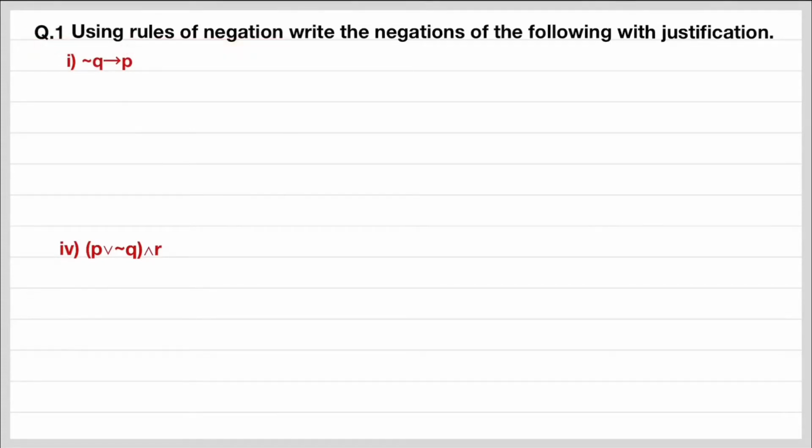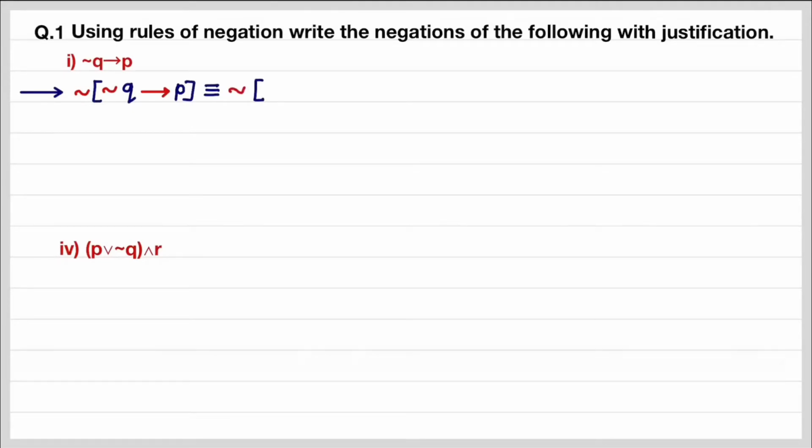Let us start question number 1. Using rules of negation, write negation of following statements with justification. Your justification is important. Let us start first one. Negation of Q implies P. We have to do negation of this statement. Negation of, in bracket, negation of Q implies P.